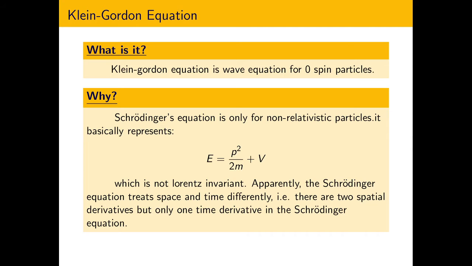So why do we need such an equation? As I just said, Schrodinger's equation was only for non-relativistic particles, and Schrodinger's equation basically represents this equation below. So if you replace the classical observables with the quantum operators, you get the Schrodinger equation. And this equation is not Lorentz invariant, and although it has both derivatives of space and time, there are two spatial derivatives but only one time derivative. So that was the problem.